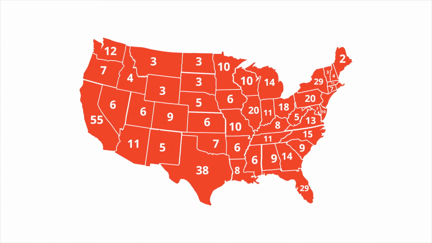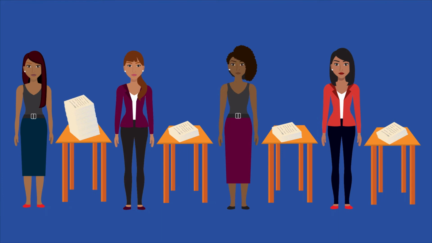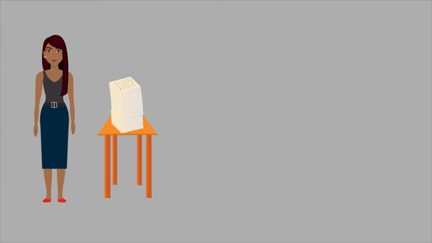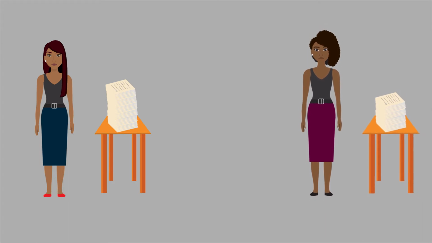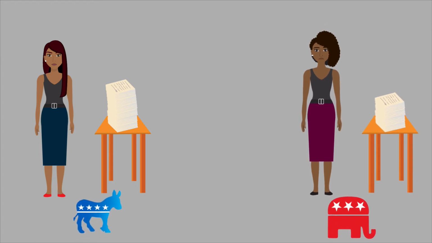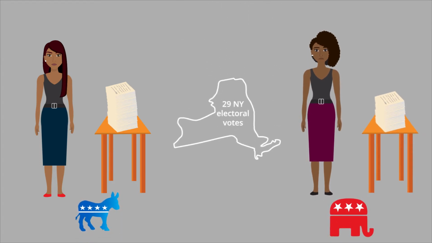When you vote for a presidential candidate of a particular party, you're actually voting for the party's electors. In every state except Maine and Nebraska, the candidate who wins the popular vote gets all the electoral votes of that state. So, if the Democratic candidate wins the popular vote in New York, then the Democratic Party gets to send its slate of electors to the Electoral College. If the Republican candidate wins in New York, the Republican Party sends its slate of electors.